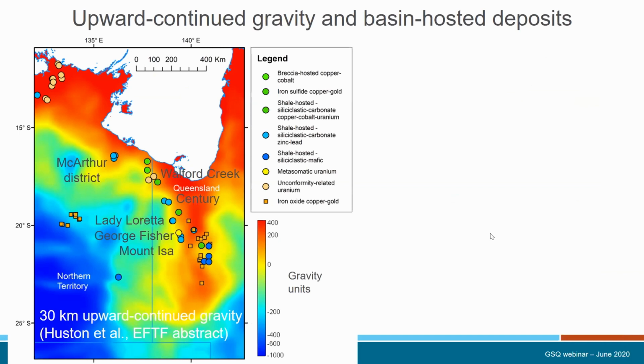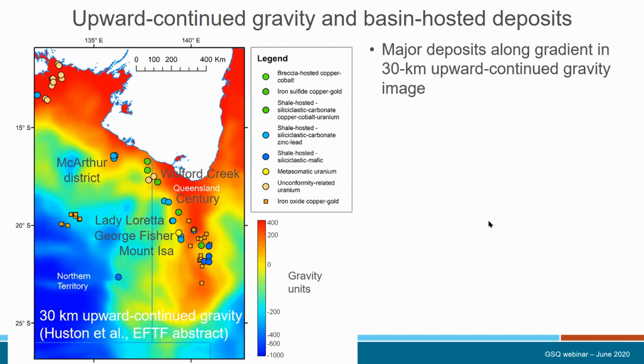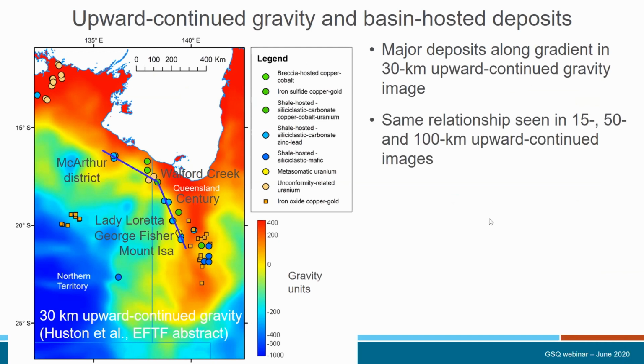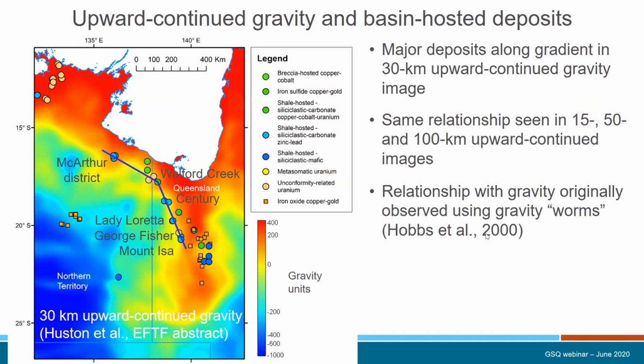We can also see it in a fourth data set, and this is gravity data, 30 kilometers upward continued. You can see there is a trend, and all those deposits are located along it. You see the same relationship in the 15, 50, and 100-kilometer upward continued images. Now, we weren't the first ones to see that. Bruce Hobbs argued that there was a gravity worm that connected all these deposits. I think we're seeing the same relationship here in this data, in the lead isotope data, and in the LAB data, that Bruce saw 20 years ago.